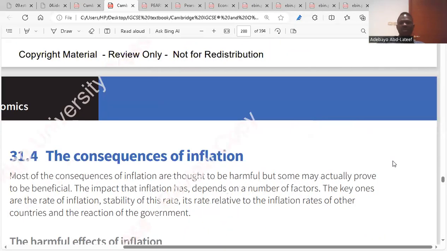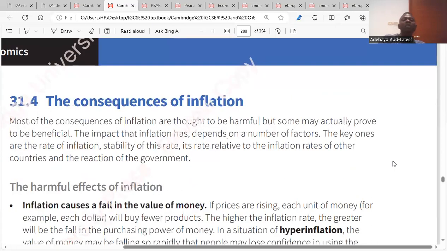So, the consequences of inflation. Most of the consequences of inflation are thought to be harmful, but some may actually prove to be beneficial. The impact that inflation has depends on a number of factors. The key ones are the rate of inflation, the stability of this rate, its rate relative to the inflation rates of other countries, and the reaction of the government.